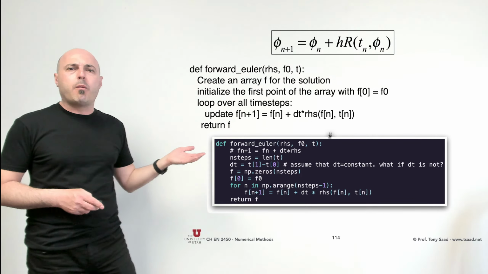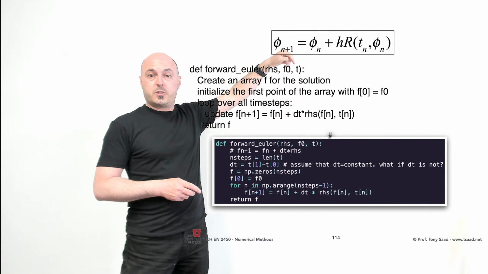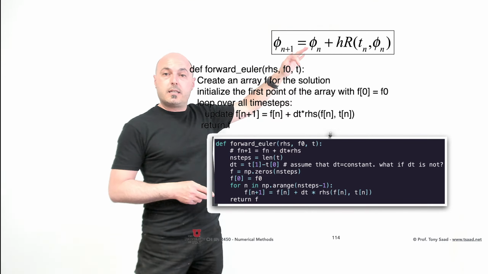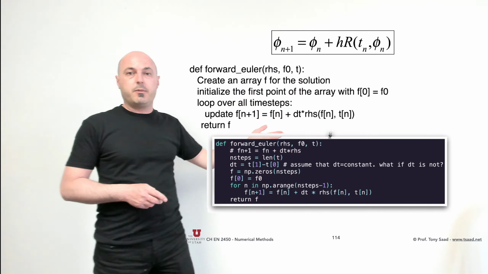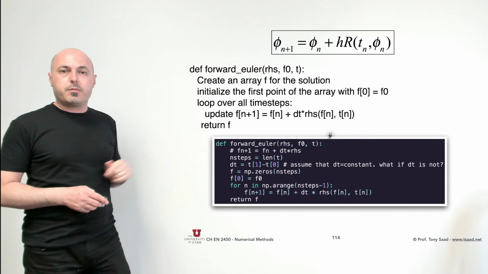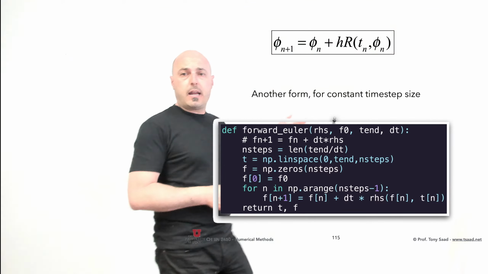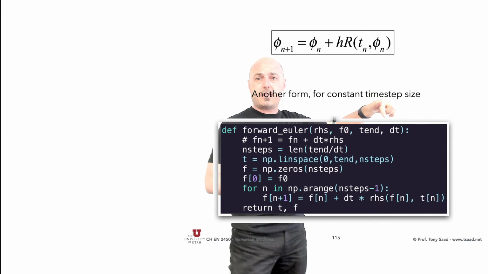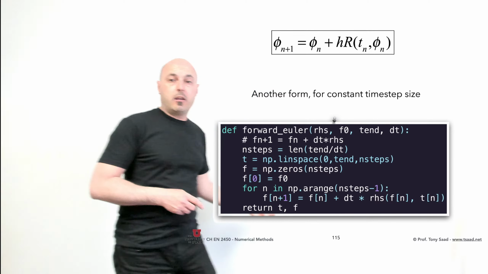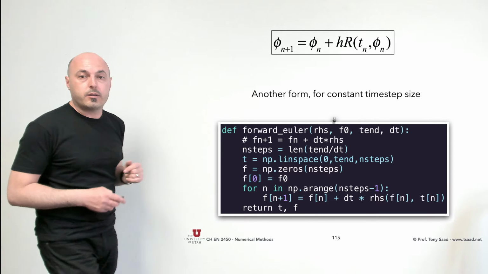I would also probably return the time, but because we declared the time as a linear space over here, as a time array, we don't need to return the time array. But if you were using dt over here, you want to return a time array so that you can plot f versus time. So this is the algorithm given here to you, and there's another form where I use a fixed time step size, and I provide the routine with the end time, and notice here I return the array for time and f as well.